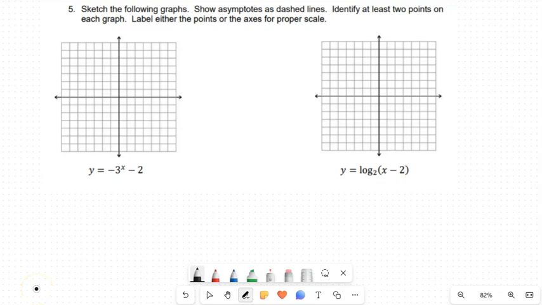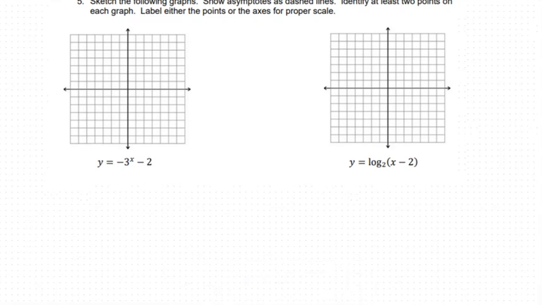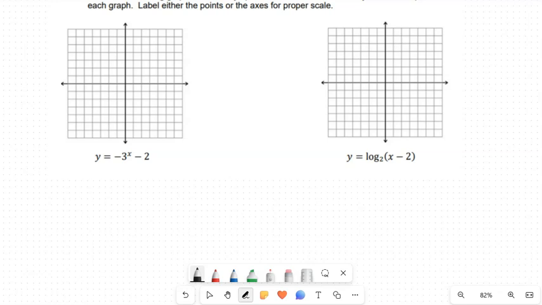Sketch the following graphs. Show asymptotes as dashed lines. Identify at least 2 points on each graph. Label either the points or the axes for proper scale. All right, first off, we have an exponential.